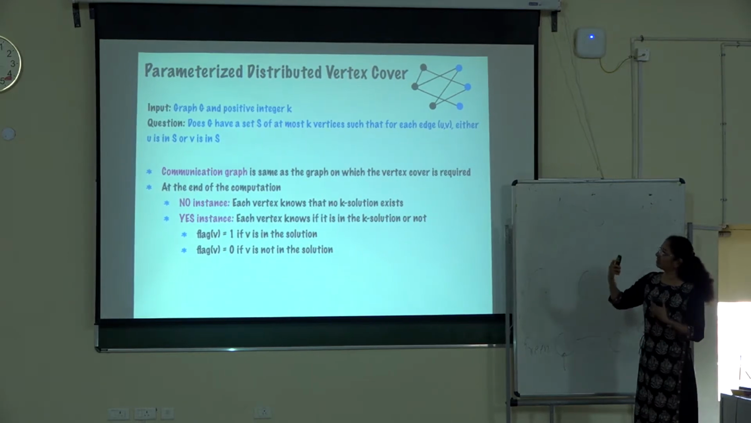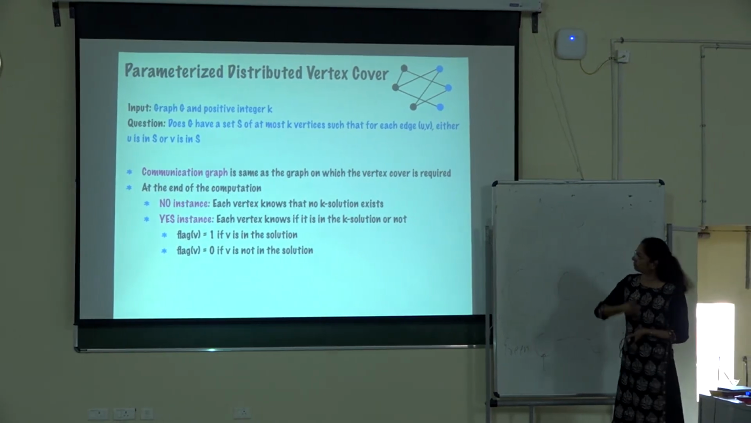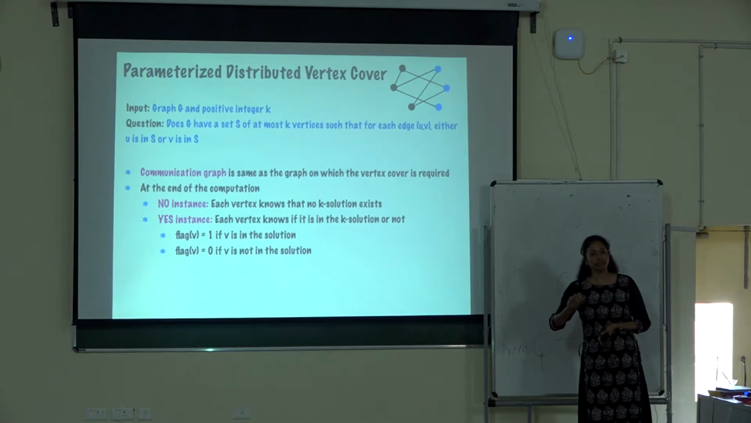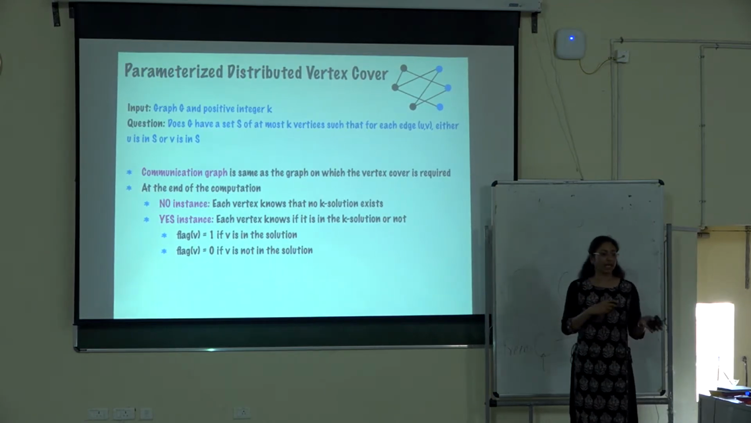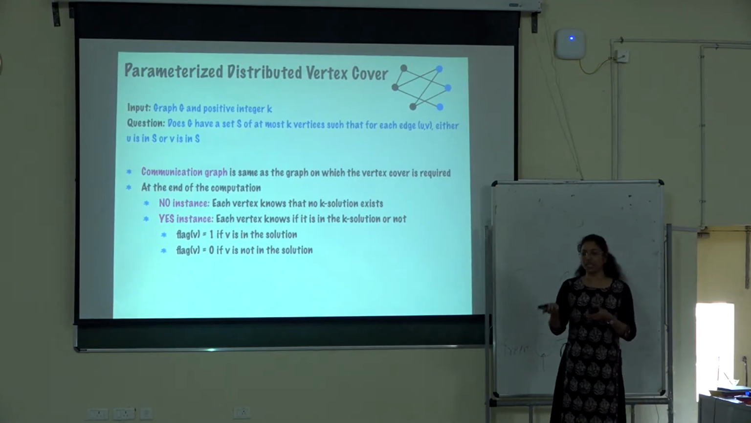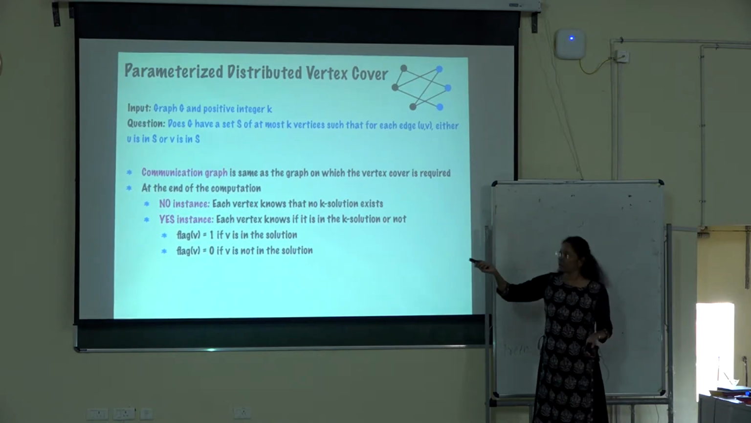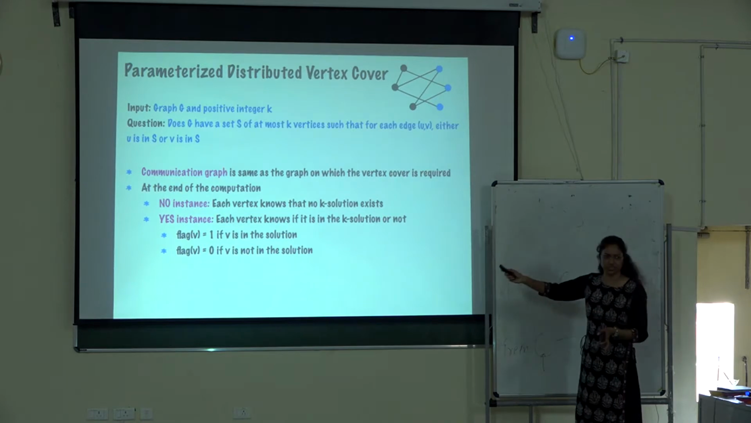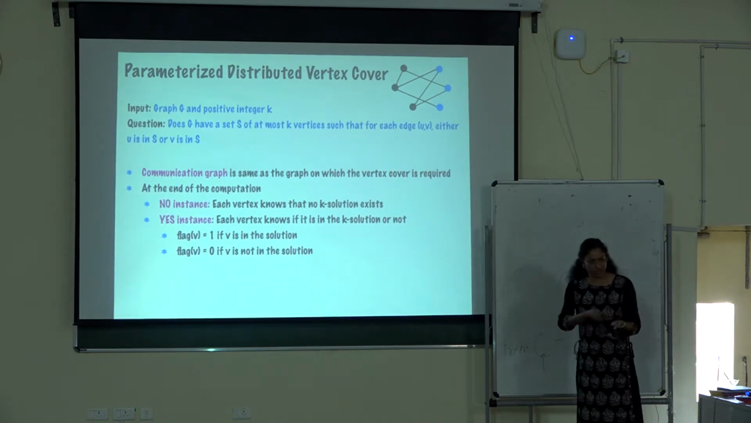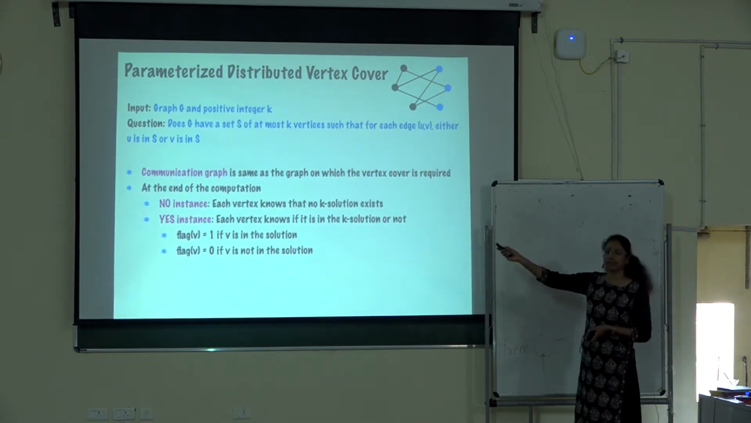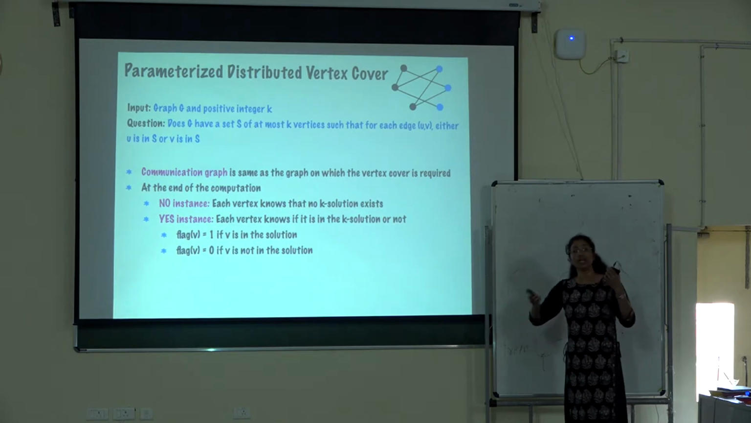What is the parameterized distributed vertex cover problem? It's the decision version of the problem. There is given a network G and integer k. You want to know if G has a vertex cover of size at most k. Okay. That's the question. And the same assumptions. The computation graph is same as the graph on which the vertex cover is required. At the end of the computation, each vertex should know if it is in the vertex cover.